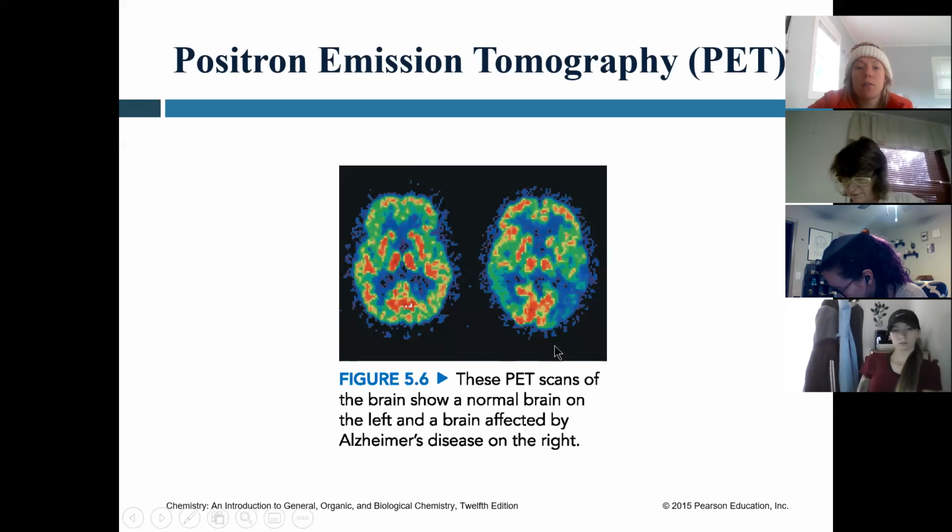There's an image of a PET scan for a brain. And it looks like on the left, they have a normal brain, and then a brain on the right that is, this person is going through Alzheimer's. So you can see there's a lot more activity here, a lot more movement and blood flow versus what's happening here, less brain activity.